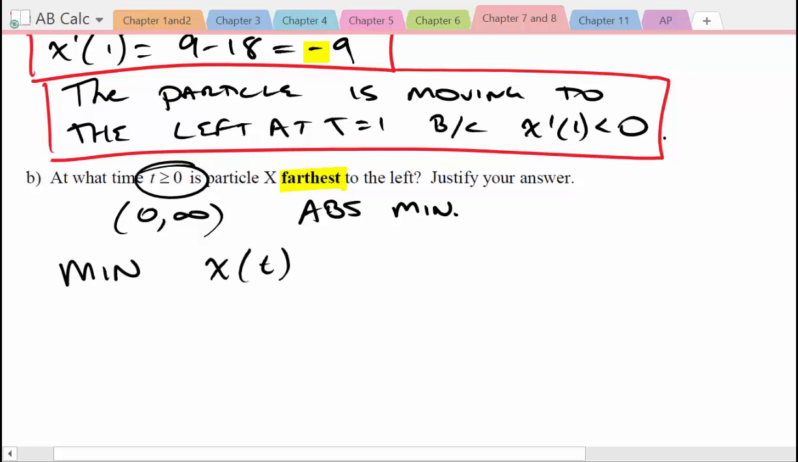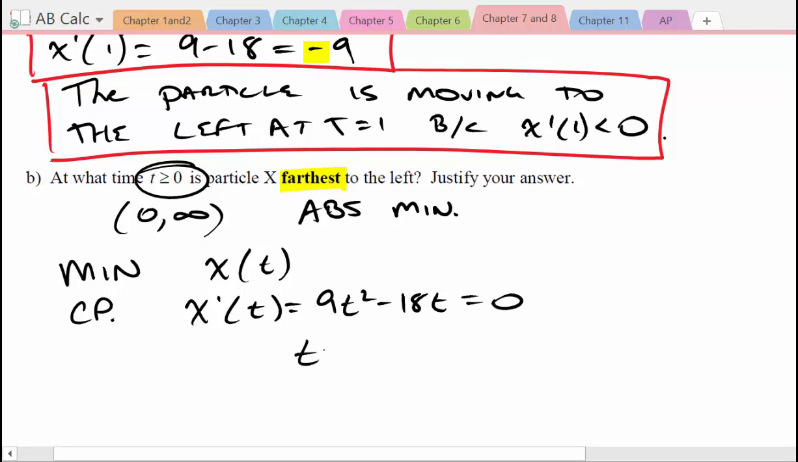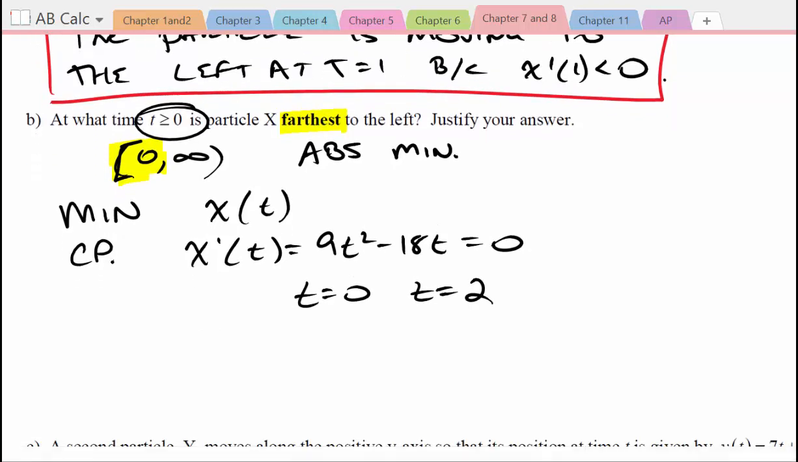In order to minimize x of t, we have to find critical points, and that'll come about looking at the derivative, which we just found earlier was 9t squared minus 18t, and setting it equal to 0 and undefined. Undefined, not important in this case. From here we get t equals 0 and t equals 2. Luckily, because our domain said greater than 0, actually greater than or equal to 0, never mind.